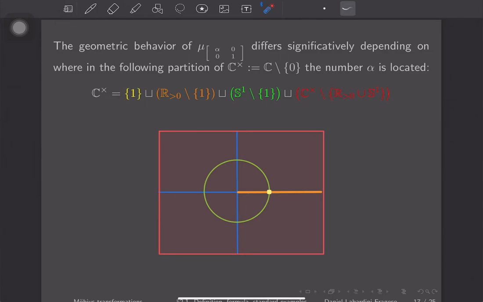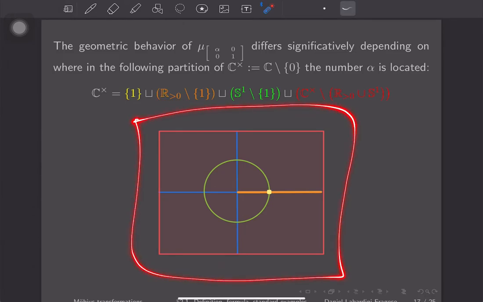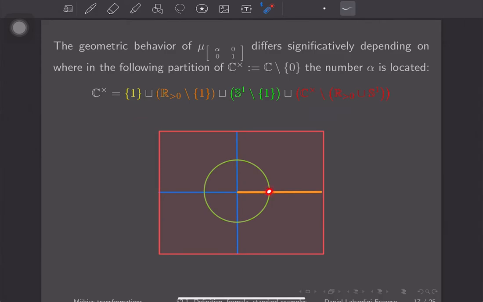And so the four places where alpha may live that have a direct impact on the geometric behavior of multiplying by alpha are these: alpha may be the identity, in which case we know multiplying by alpha is the identity, so there's not much to be said. When it's a positive real number, of course different from one. When it lies on the unit circle, but it's different from one, and the rest. Right? And then you can see all of these are pictured here: complex number one, real numbers different from one, elements of the unit circle but different from one, and the rest.